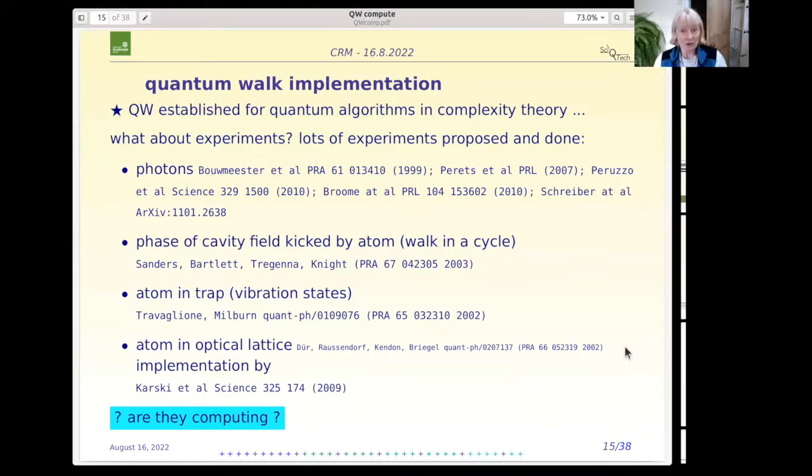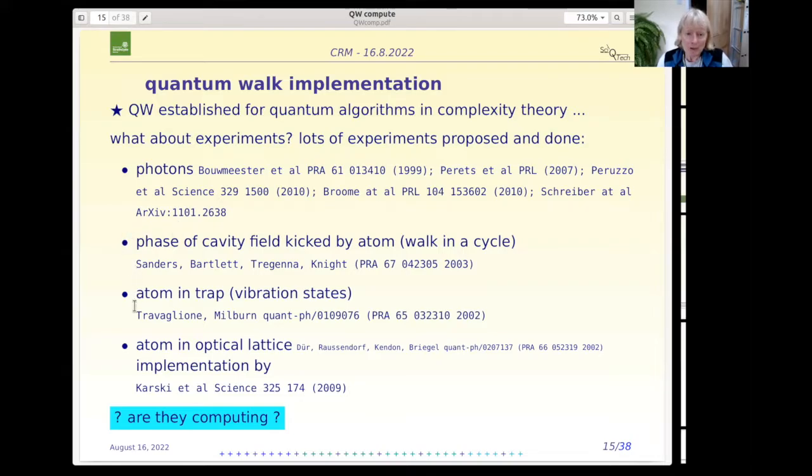But with the computer scientists getting all excited about this, the experimentalists started to think about implementing quantum walks too. In fact, they'd already implemented, even without knowing it, photonic quantum walks. And there've been lots more by different groups at different times. Many more than this. This is an old slide. If I updated it, I wouldn't have room to fit half of the experiments on here now.